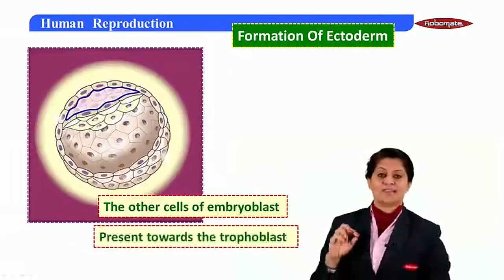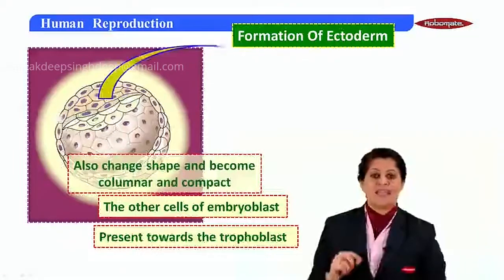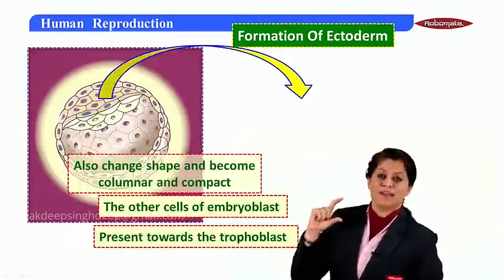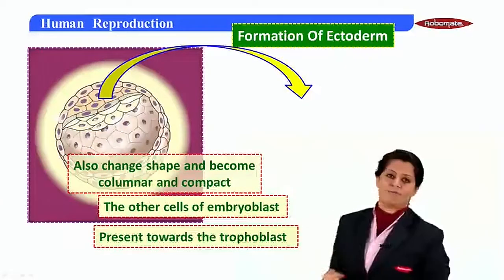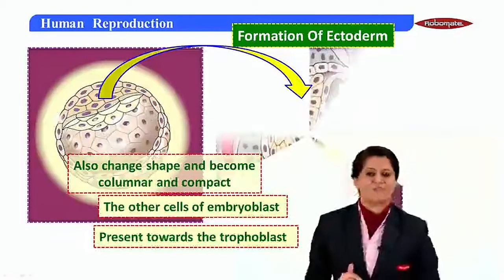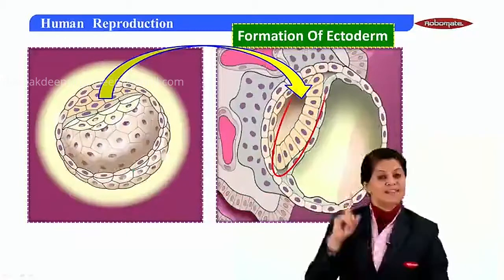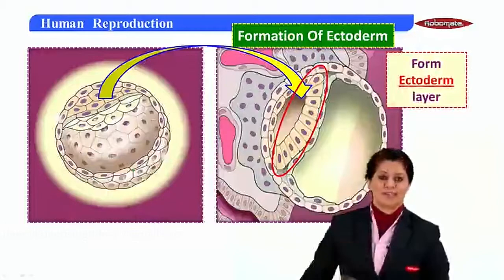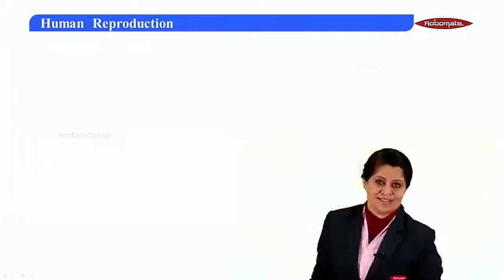They start differentiating. The cells which are present towards the trophoblast change their shape and become tall, become columnar, and come very close to each other. So we say they become columnar and compact to form a beautiful layer of cells. Let's observe that, students. The layer you are seeing in here is the layer being formed here, called ectoderm. This is ectoderm. So the layer ectoderm is forming like this.